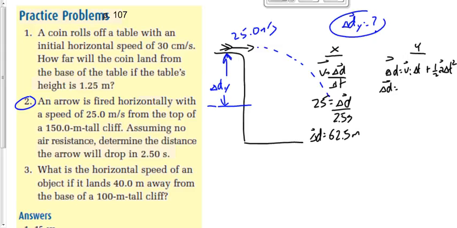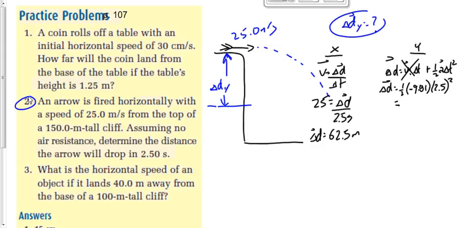Do we know what vi is for the y component? What is it? 0, because it's launched horizontally. What's a? Negative 9.81. T is 2.5. We've got to square that.